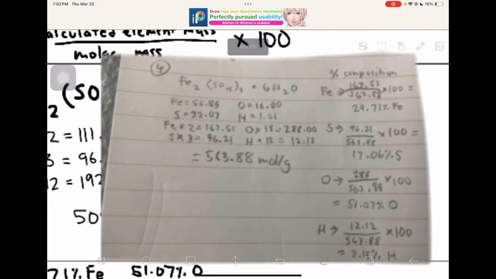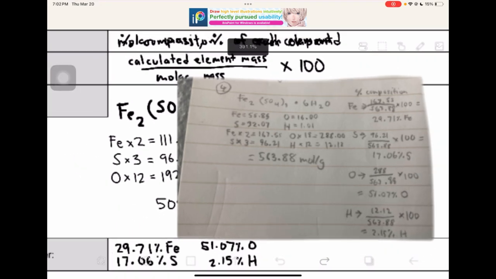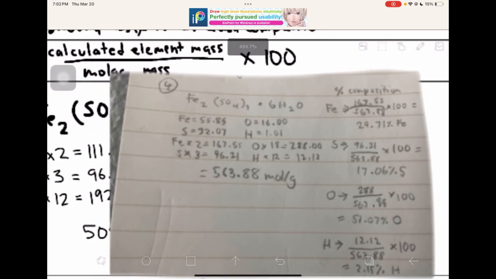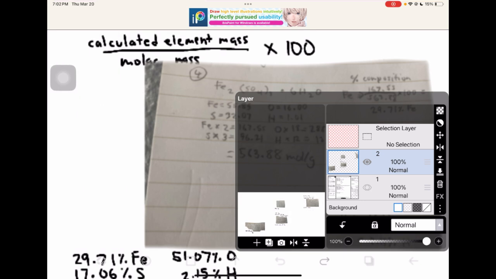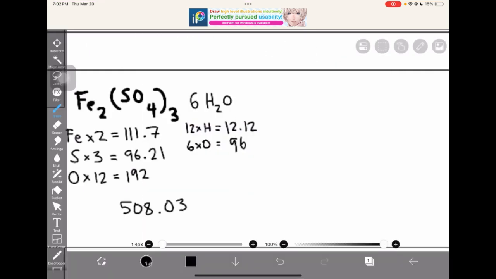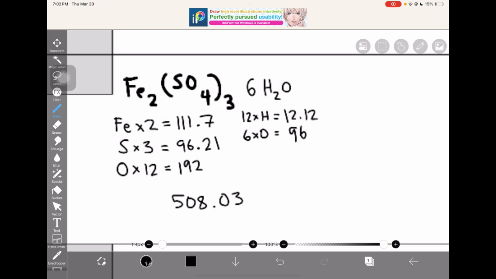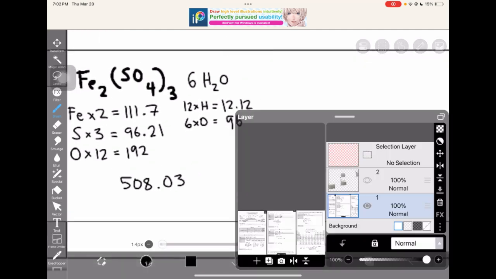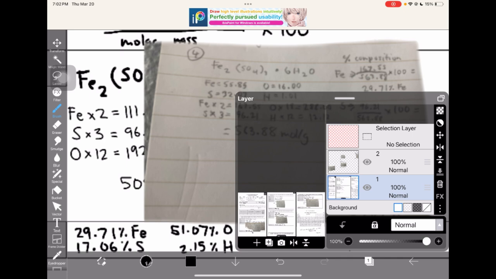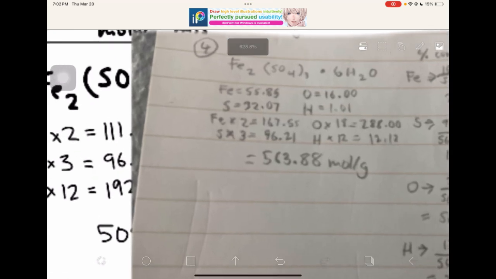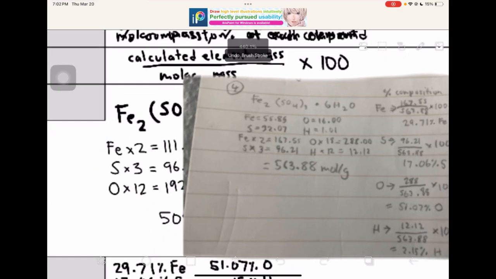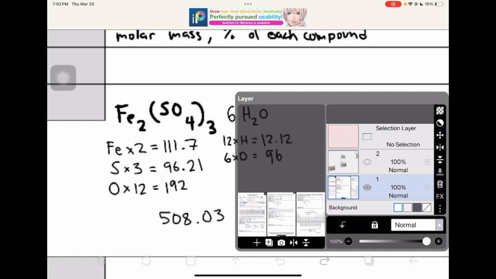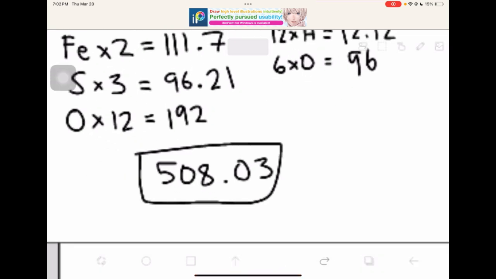Wait. Did I do something wrong here? Hold on. 6H2O times... It's just my horrible handwriting. Okay, I think this is correct. Yeah, that is just my horrible handwriting. Let me make sure. Oh, I made this wrong. So yeah, this was the correct answer. Huh, my bad. I was just a little confused. Anyway, this is the correct answer.